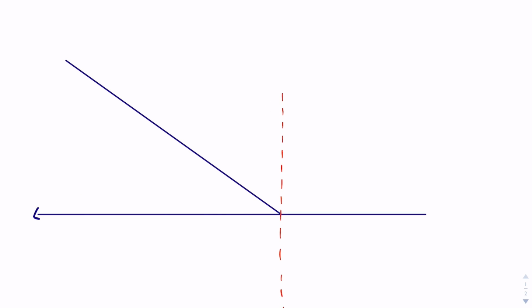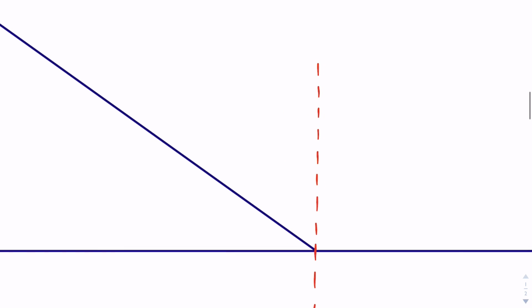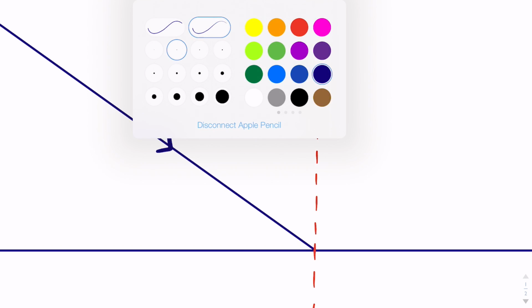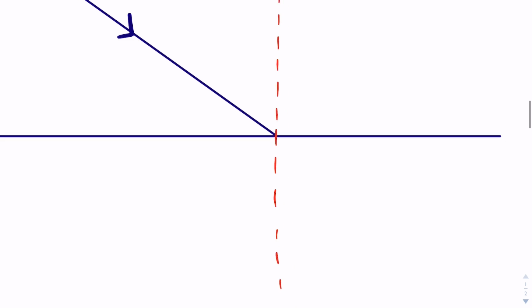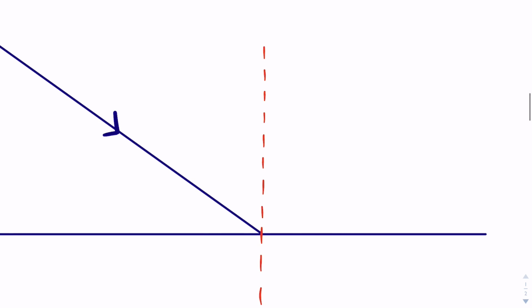Today we're going to be covering refraction, and this is for GCSE refraction, but it is also applicable to A-level. So let's get started. Here I've got my light ray coming in, and I'm going to denote my light ray's direction with an arrow, like this.